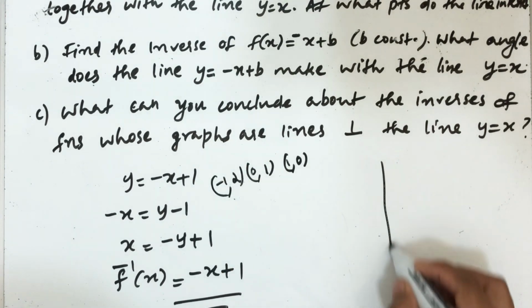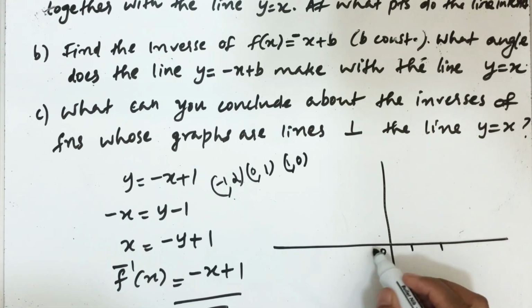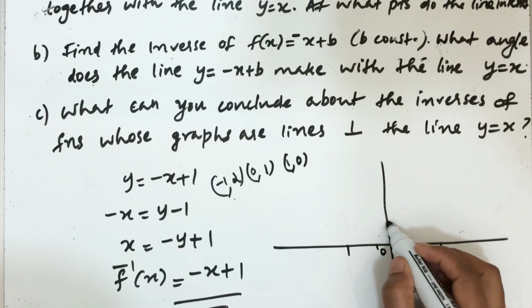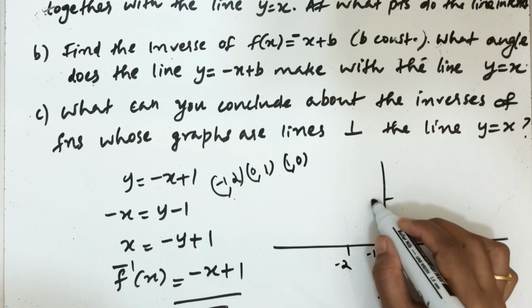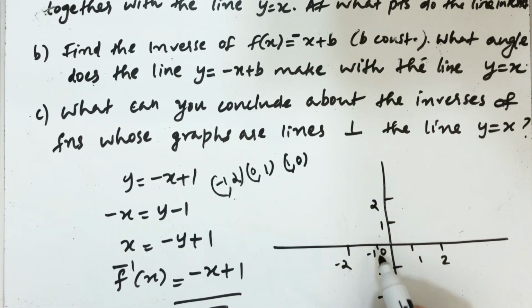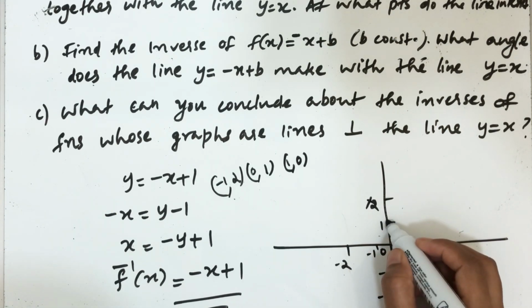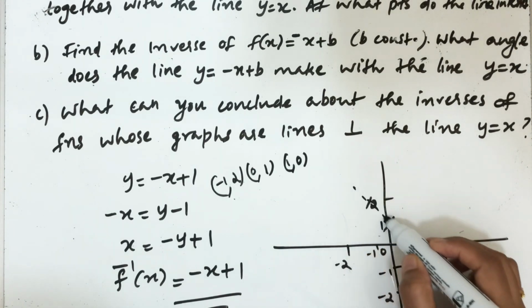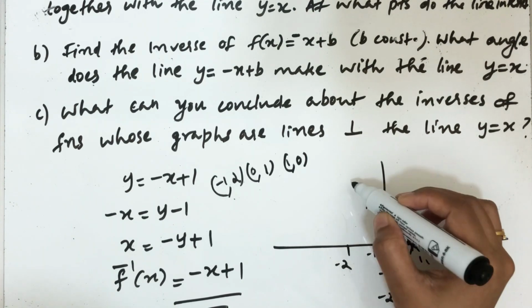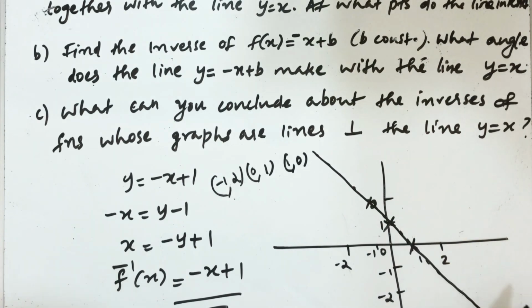So we can draw the graph. 0, 1, 2, -1, -2. So the point is (-1, 2), this point. (0, 1), this point. And (1, 0), this point. Like that we can draw other points also. So this is the graph of f(x).